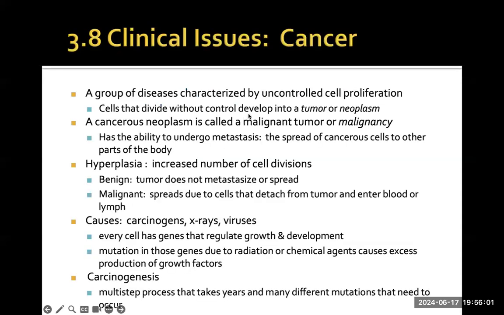So clinical issues with mitosis: cancer, right? A group of diseases characterized by uncontrolled cell proliferation. What does that even mean? So cancer is also called uncontrolled cellular proliferation or division. So what we're saying is there are cells that are dividing rapidly without control, and they end up developing a tumor or a neoplasm. The cancerous neoplasm is going to be called a malignant tumor or malignancy. It has the ability to undergo metastasis, the spread of cancerous cells to other parts of the body.